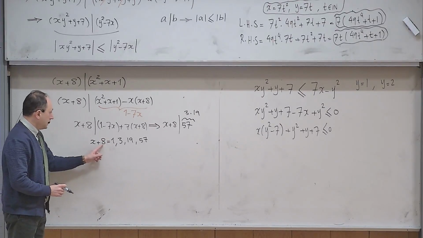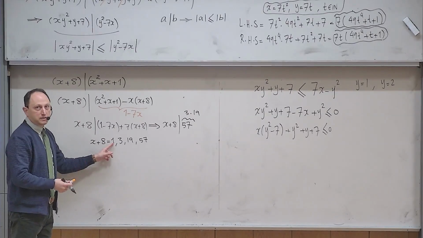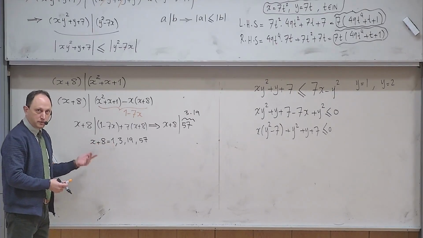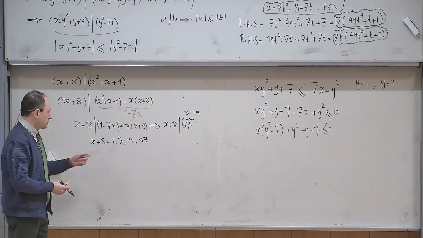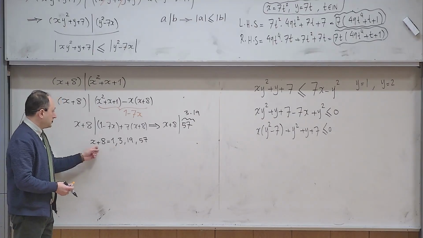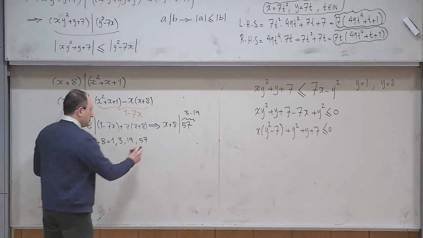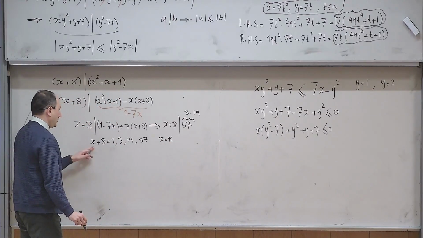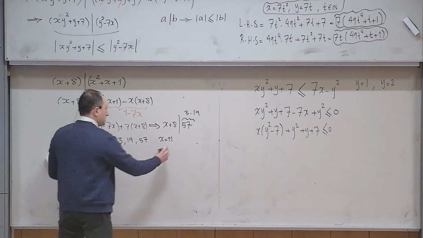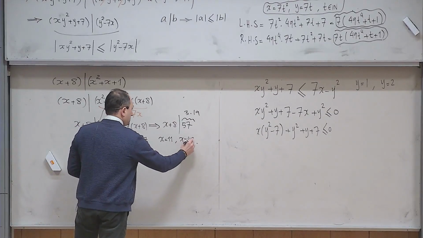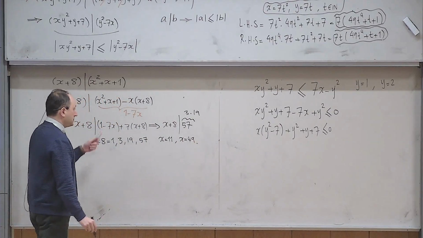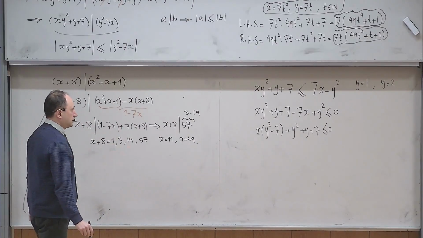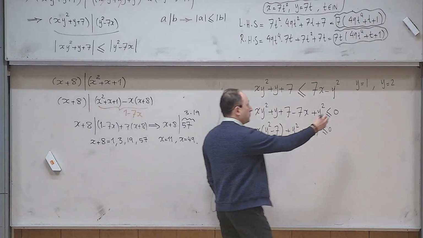But x plus 8 equals 1 will give me x equals minus 7, which is not acceptable. I am looking for only natural numbers. The same for this one. But if x plus 8 is 19, then it means that x is 11. And from here, x is 49. So this means that x is 11 or x is 49 if y is 1.